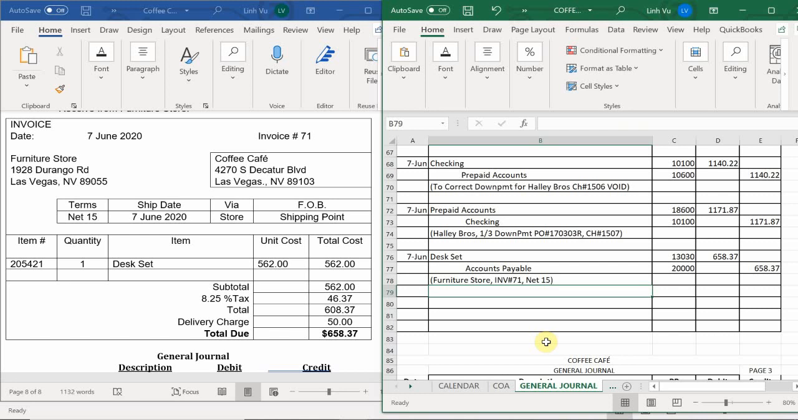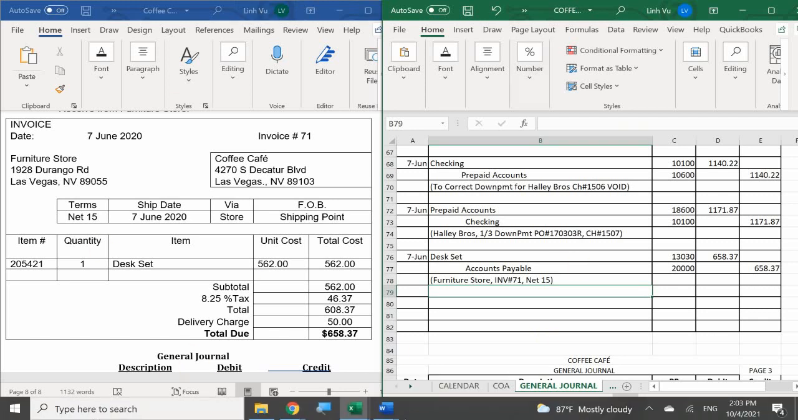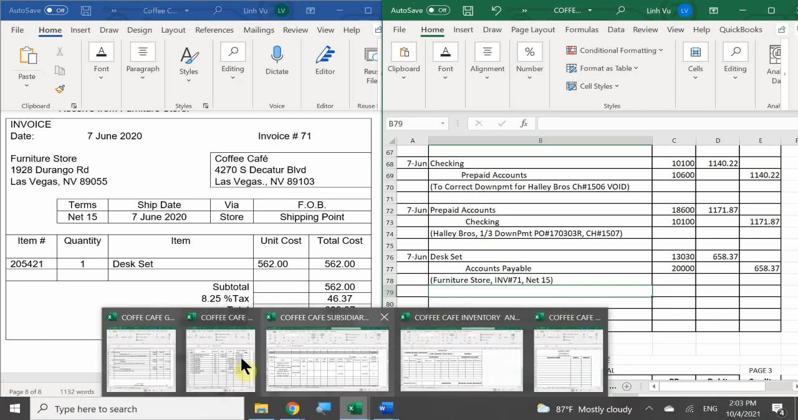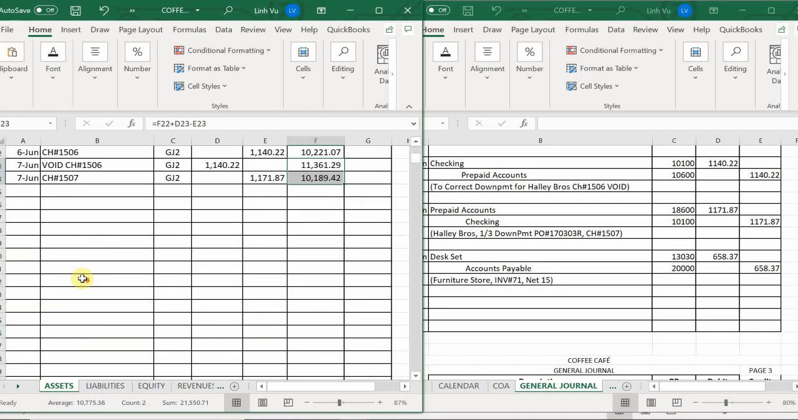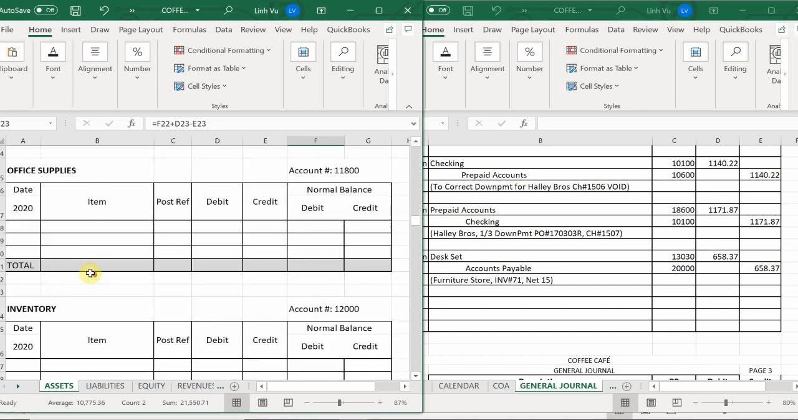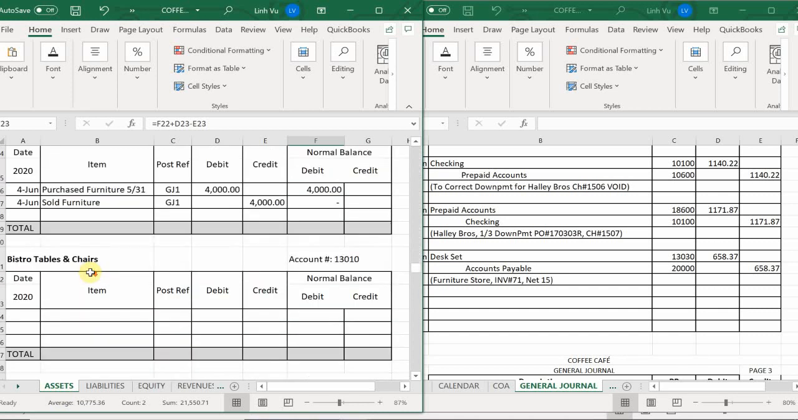So we have 658.37. Oh, we have a compare furniture. So we go to the ledger now. Okay, we need to update that we bought a desk. So a desk is going to be considered an asset, right? It's a fixed asset, so we have to go all the way until we find our desk set, which is under furniture.